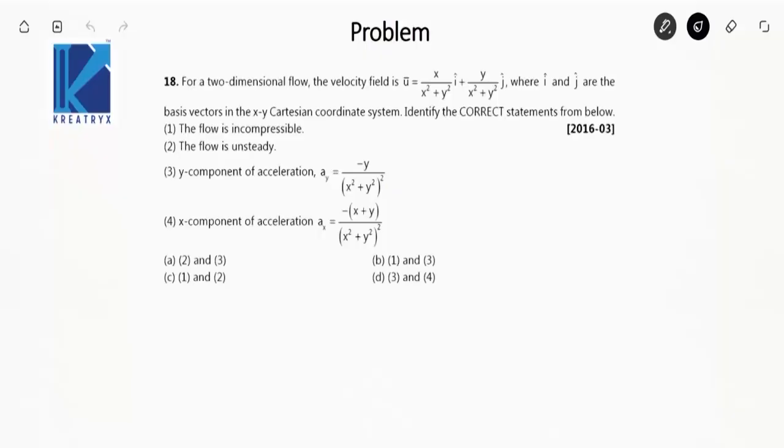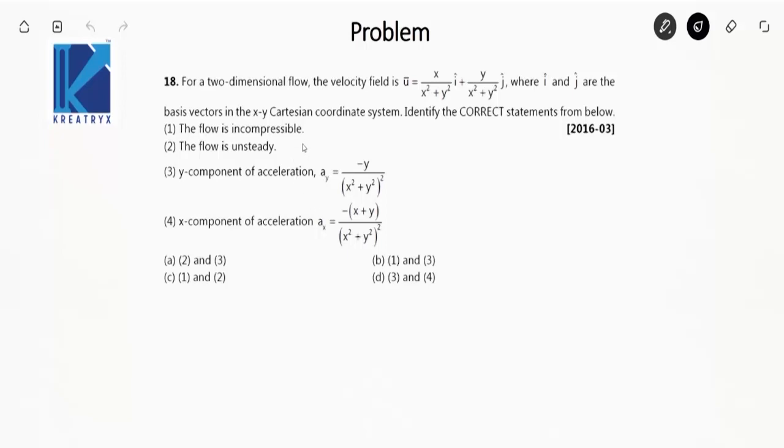In this video I'll be taking some more previous year questions from the chapter Fluid Kinematics. So this question, let's read it out first. For a two-dimensional flow, the velocity field is given as this, where i cap and j cap are the basis vectors in the xy Cartesian coordinate system. Identify the correct statements from below.